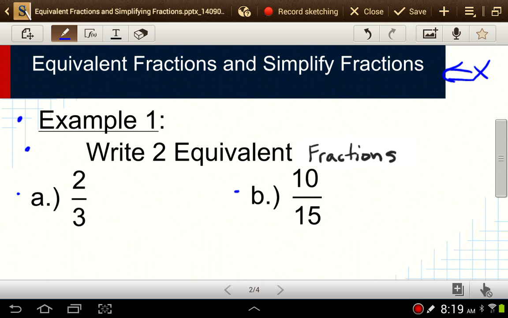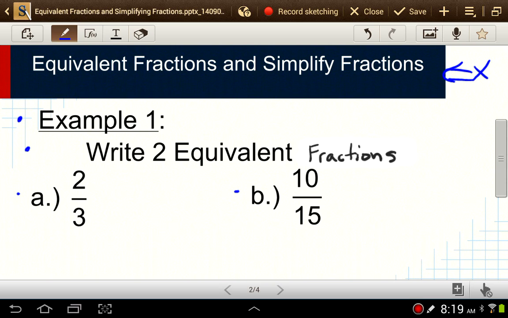Okay? In example 1, we are going to write two equivalent fractions. So in A, I've given you the fraction 2/3. To write an equivalent fraction, that means you are going to write a fraction that represents the same value but uses different numbers. So 2/3 is not equivalent to 2/3. That is the same thing. So I need to think about, okay, if I have 2/3, what else could that be?